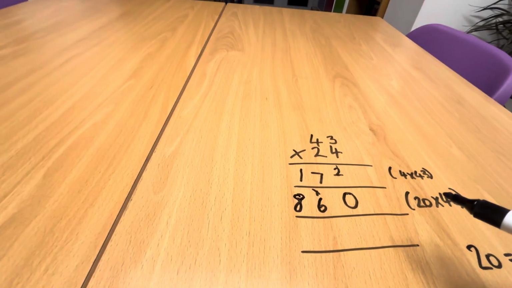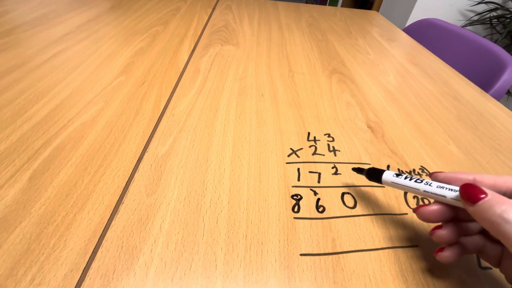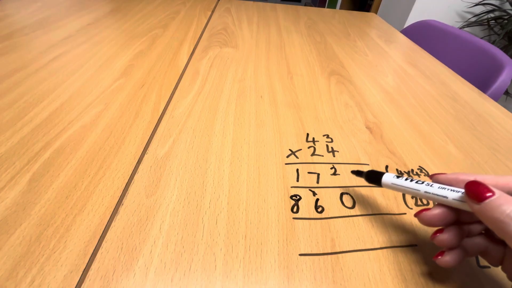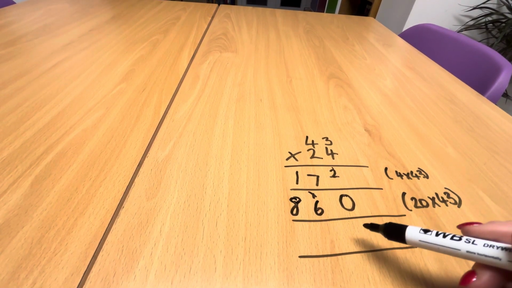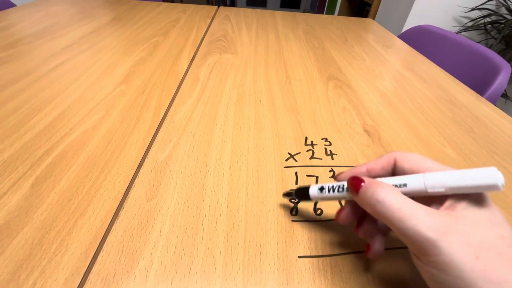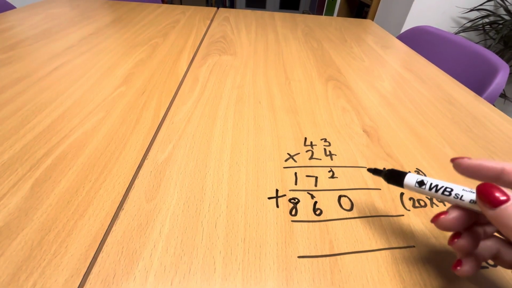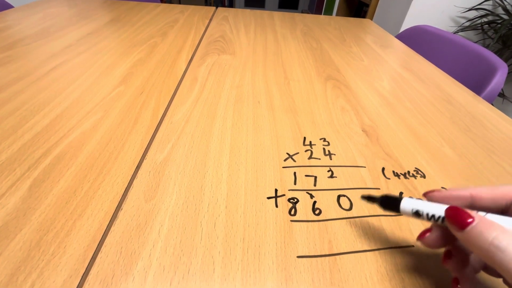Okay, so the final step, we've done all the multiplying now. The top row, remember, was 4 times 43. The next row down was 20 lots of 43. Now we need to recombine those two answers so that we get the total answer, okay?